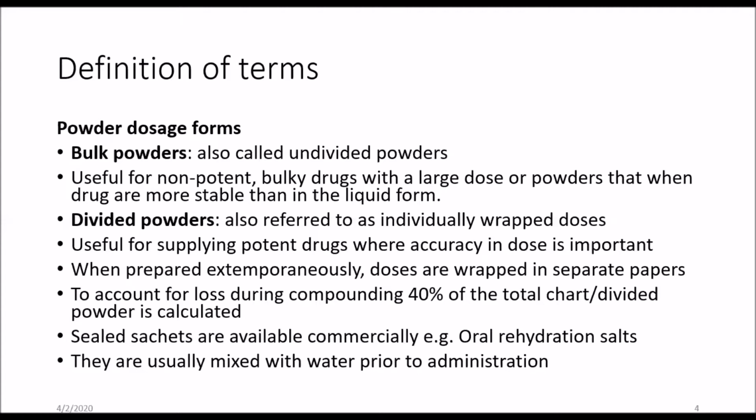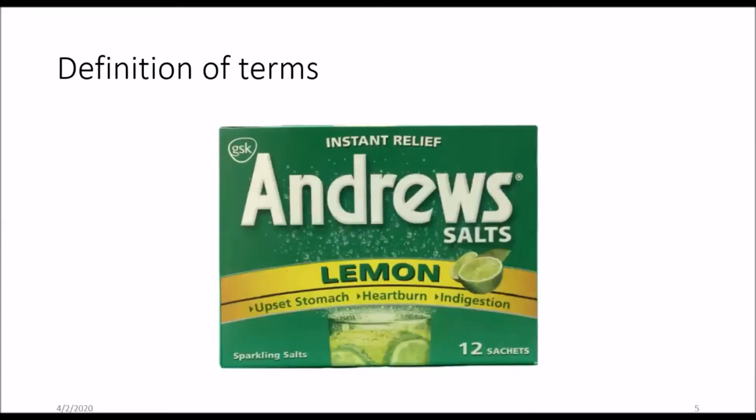We have divided powders on the market. Oral rehydration salts is a very popular one. And we also have Andrews salts used for upset stomach. And if you are not familiar with Andrews salts, this is an example of a divided powder. Now you have 12 sachets, and each sachet will have a dose of the antacid.